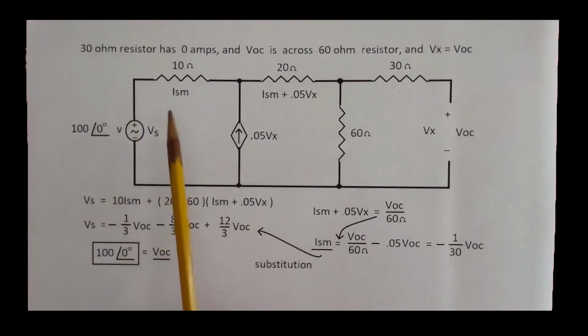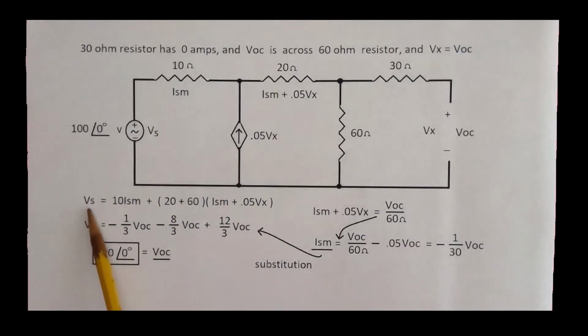So we have a single loop here. Vs equal to 10 times that. This is pretty much basic for a single loop here. That's exactly what that is, a single loop right here. That's what we did here. A little bit of substitution. After we find ISM plus 0.5, Vx is equal to VOC over 60.